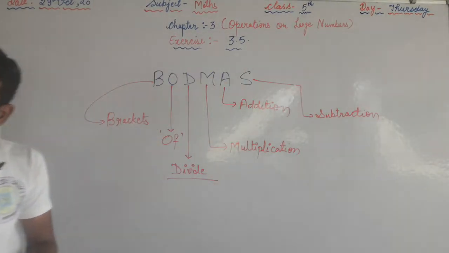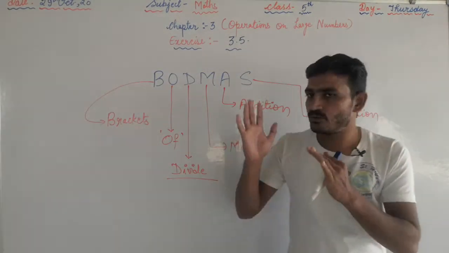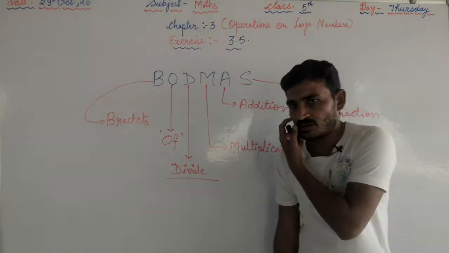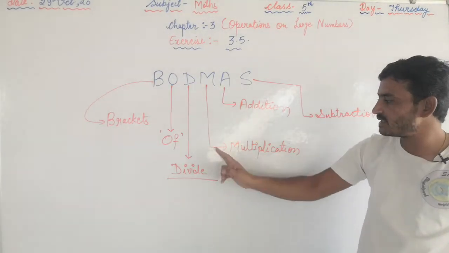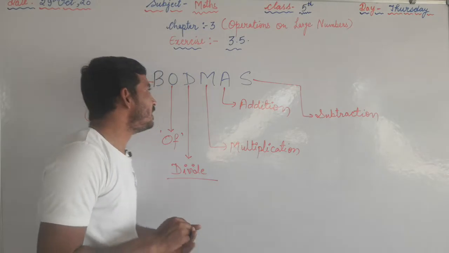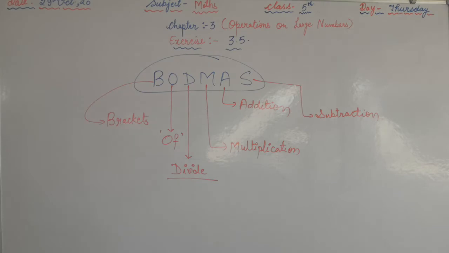You follow this: first you solve the brackets in the question, then divide, multiplication, addition and subtraction. B stands for bracket, O stands for of, D means divide, M stands for multiplication, A stands for addition and S for subtraction. So learn this formula, the BODMAS formula. Now let's start the questions based on this formula.